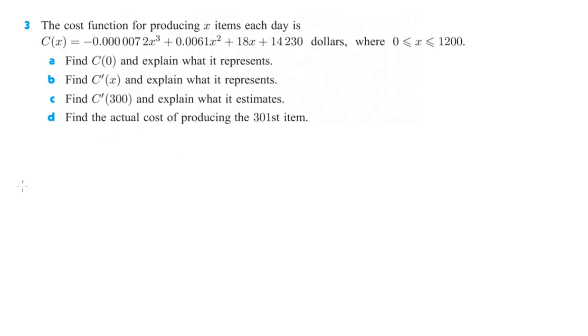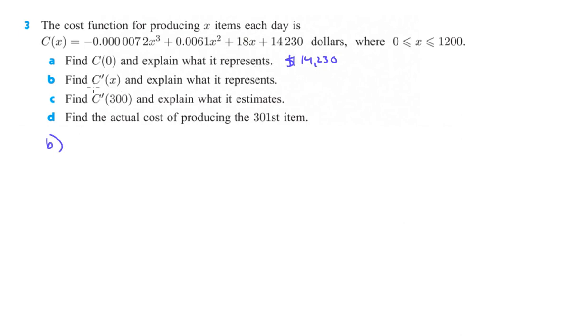Cost function for producing X items a day is this. Find C of 0 and explain what it represents. So C of 0 is we're going to put 0 in for all the X's, right? So that means that this goes away, that turns to 0, that turns to 0. So we're left with just $14,230. Explain what that represents. That's just like the startup cost for every day. So that's how much money you're going to have to put in really before you even produce any items at all. Okay, so startup cost.